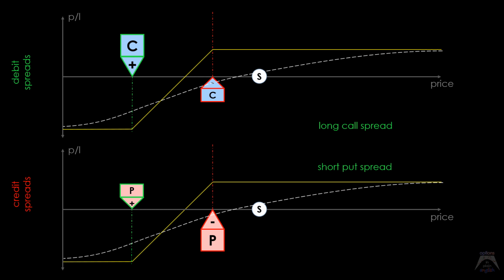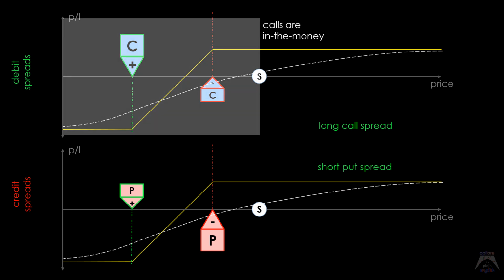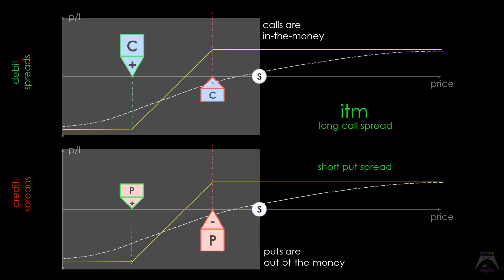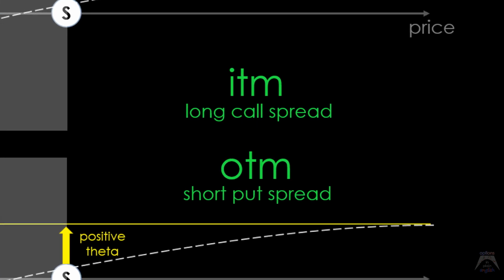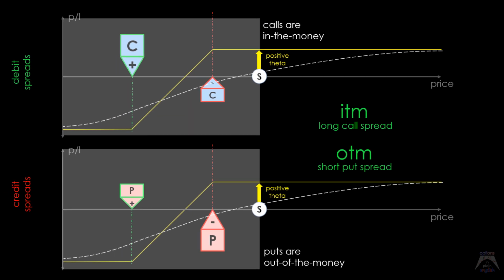Also, notice how now both calls are in the money, so it's an in the money long call spread, whereas the short put spread has both options out of the money, so it's an out of the money short put spread. Also, notice that by both being identical in every way, they both have positive theta now. We can therefore say that an in-the-money long call spread and an out-of-the-money short put spread using the same strikes are identical in every way, making them synthetically equivalent positions.